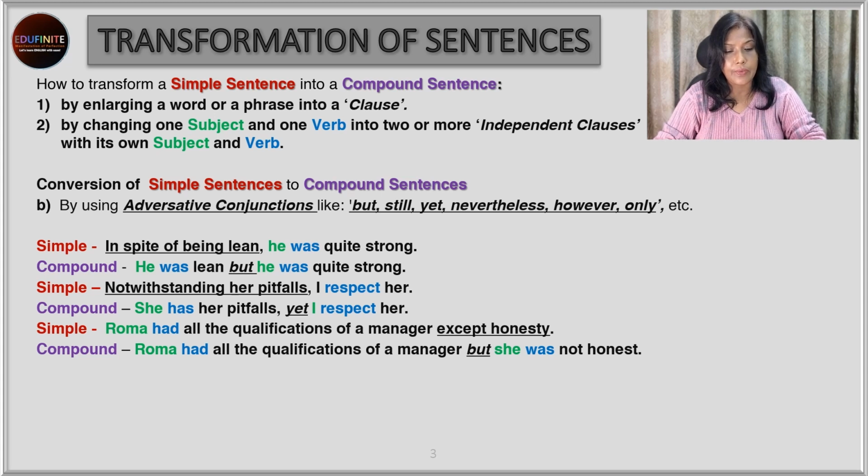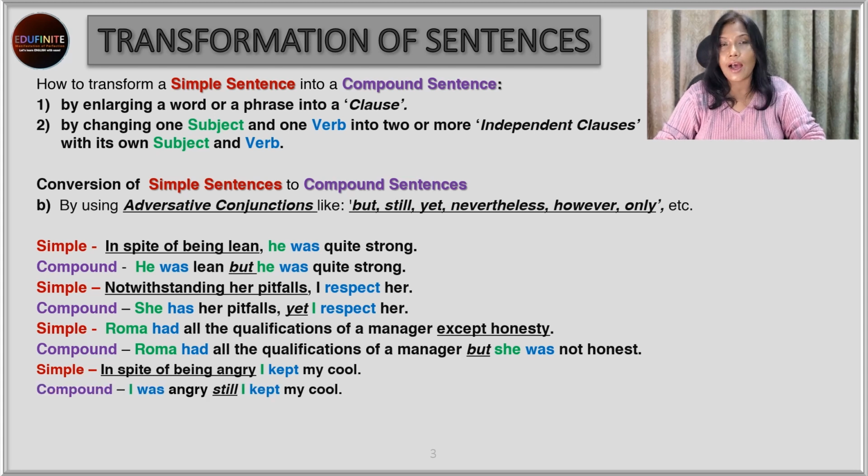Now the next one. In spite of being angry, I kept my cool. So here the phrase is in spite of being angry. Now let's see how we transform it into a compound sentence. I was angry, still I kept my cool. So two independent clauses joined together by the adversative conjunction still.